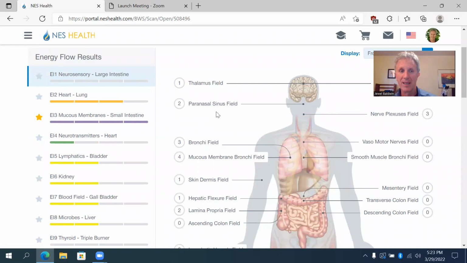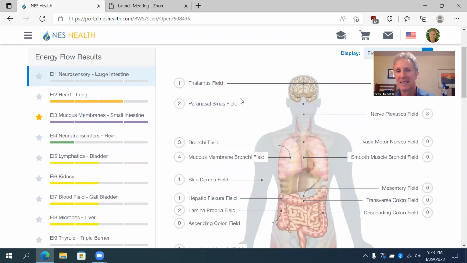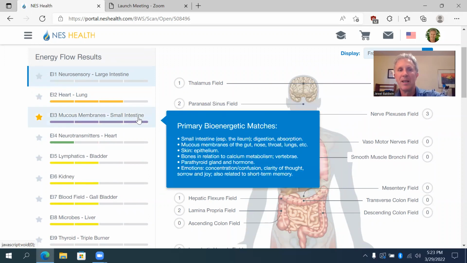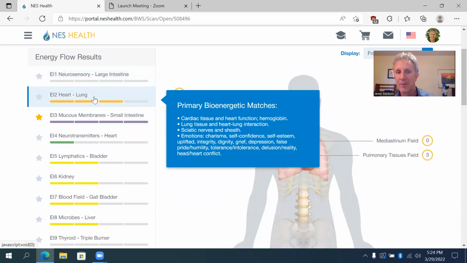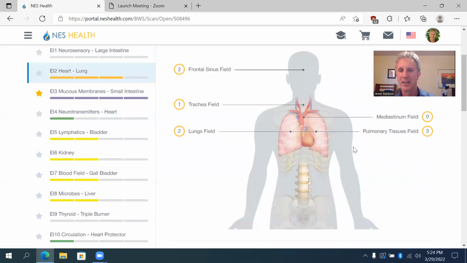The integrator screen is integrator 3, mucous membranes, small intestine. So essentially there is some distortion in the information transfer going on that pathway. So let's take a look at it. Before we get to that, actually, you can see there's EI1, large intestine, EI2, heart-lung meridian, which is something that we know from Chinese medicine is related a lot to CO2 oxygen exchange.